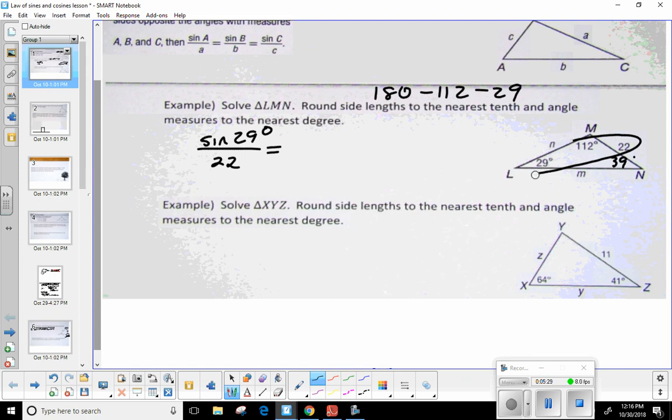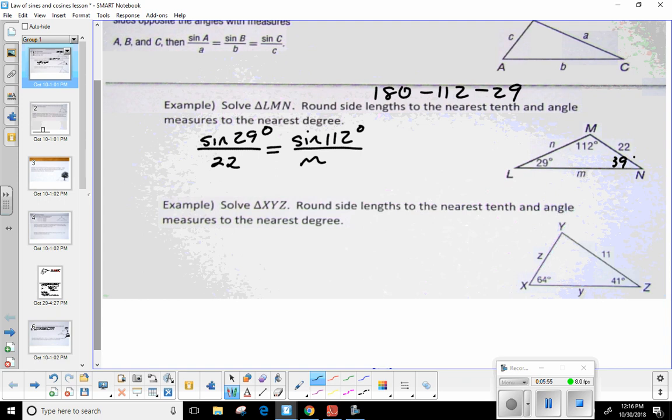Do you want to go ahead and solve for n or m first? M, okay. So if I want to solve for m, then I have to use the angle across from it, the 112. So I'm going to have to say sine of 112 degrees over m. The law of sines is just a proportion. You just plug in. Now, how do you solve a proportion?